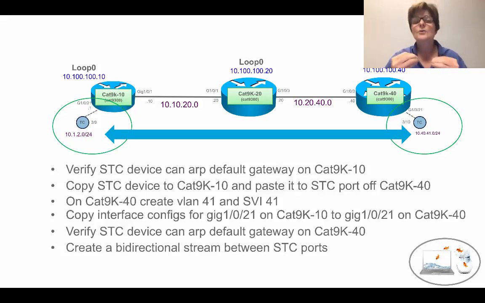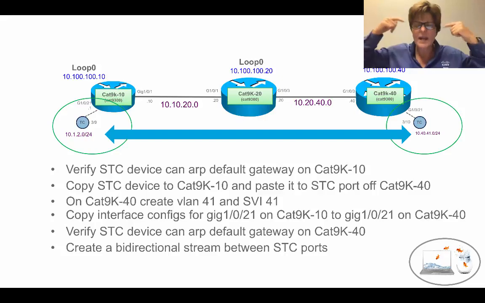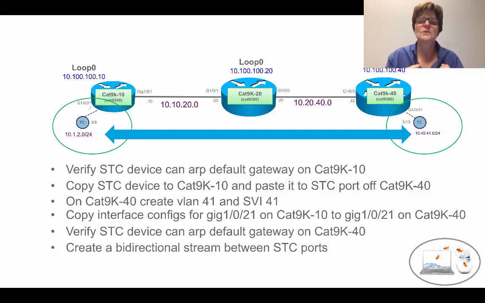Now, I will tell you that for years I have been using the Spirent Test Center. It is what is known as a packet blaster. It can do other things as well. When I say create a bi-directional stream, that's the way it comes across in my mind, but what you're going to notice is I'm going to create two unidirectional streams.